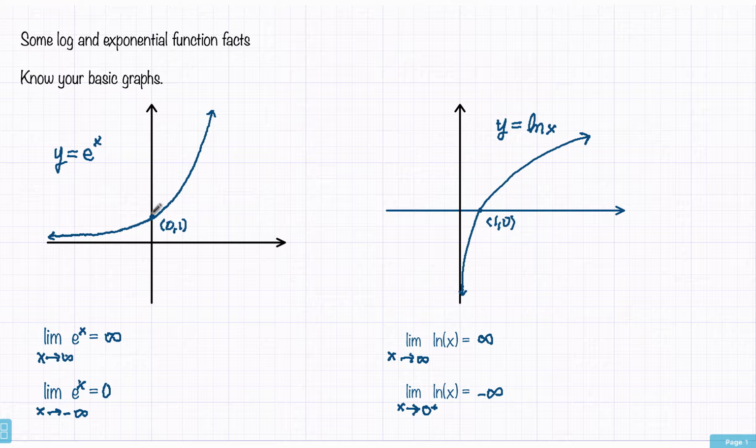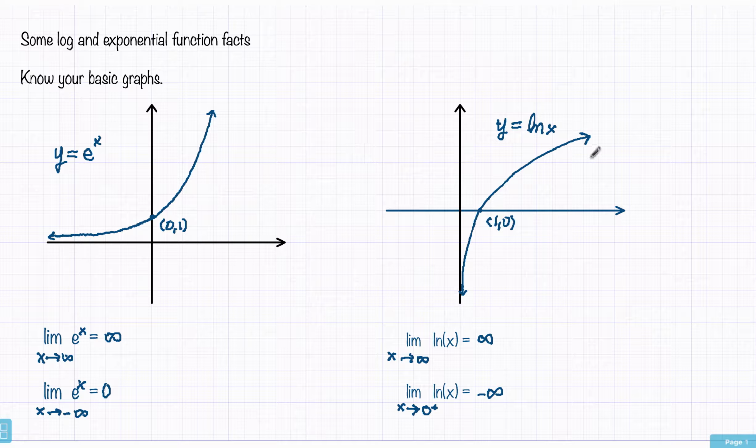And if you look to the left, as x is going to minus infinity, the graph is settling down with y-coordinates getting closer and closer to 0. That's saying as x goes to minus infinity, the limit of e to the x is going to be 0.